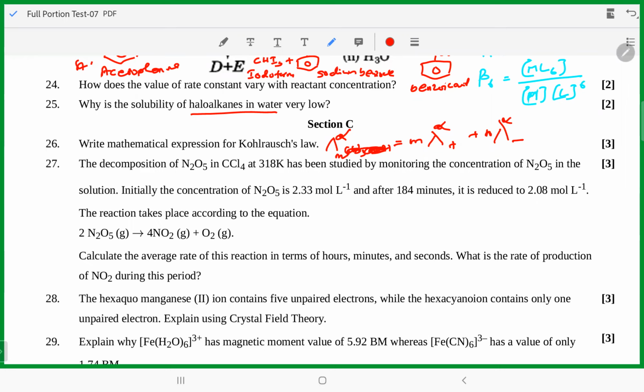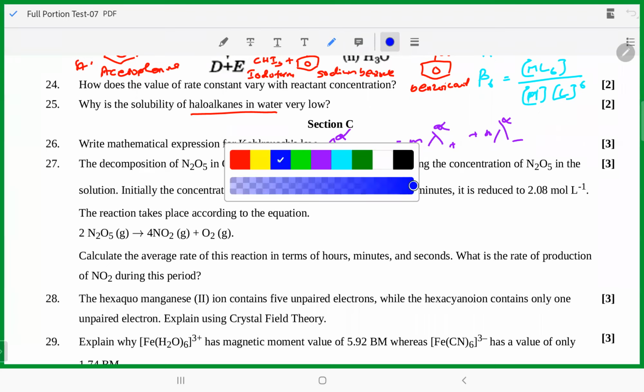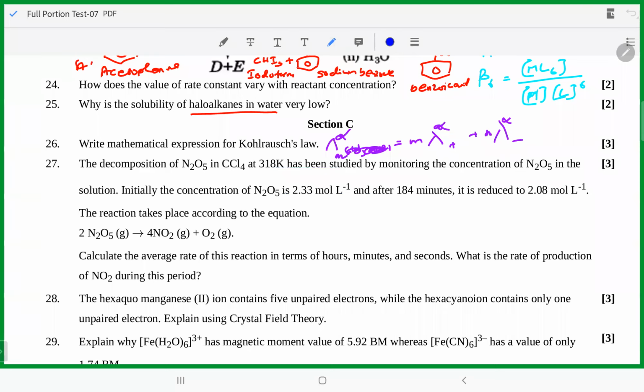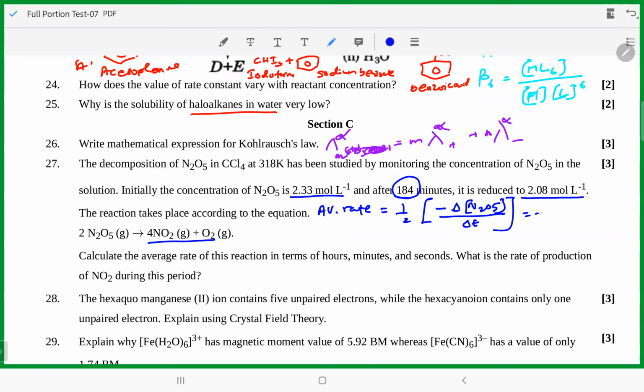So we will do that. The average rate of the reaction is equal to 1/2 into minus change in N2O5 divided by change in time. Okay, so 184 minutes is given. Then you can calculate minus 1/2 into 2.08 minus 2.33 initial. The change in time is also 184.